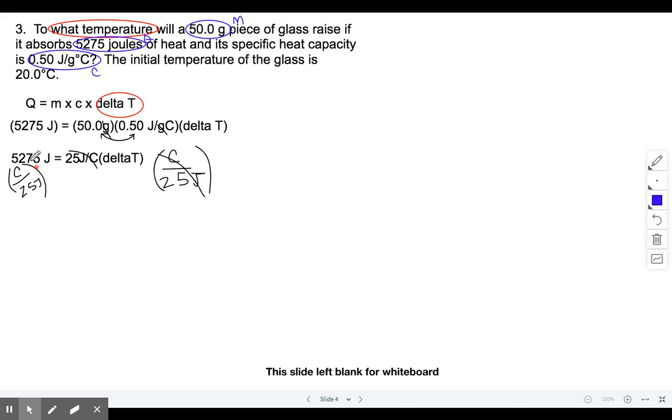Now I'm left with delta T on the right, but I have this on the left. I have joules and joules, so I can cancel those out. There's a joule on top and a joule on the bottom, so I cancel the two joules. Now I have 5,275 divided by 25. That is 211.